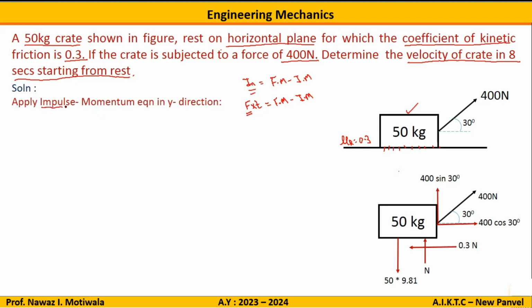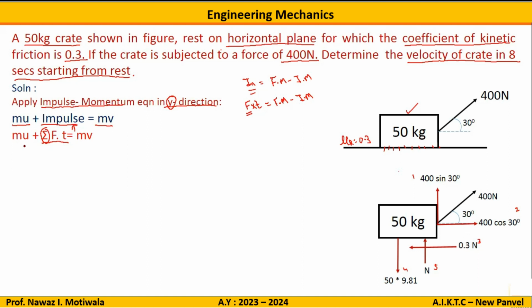Applying impulse momentum equation in y direction. By impulse momentum equation we have mu plus impulse is equal to mv. So substituting in place of impulse F into t, I will get mu plus summation of F into t is equal to mv. Now why summation of F into t? Because there are a number of forces acting on this body. There is one force here, this is the second force, third force, fourth force and fifth force. So I need to take into account all the forces acting on the body. Hence I have written the word summation of forces multiplied by time.